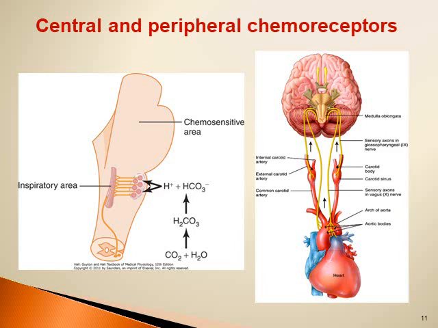Now the location of the central and peripheral chemoreceptors. As you see in this figure, we can see the inspiratory area in the dorsal part of the medulla oblongata. In the ventral part, the anterior surface of the medulla oblongata, we have the central chemoreceptors. The peripheral chemoreceptors are located in the aortic bodies in the aortic arch, and the carotid bodies at the bifurcation of the common carotid artery.